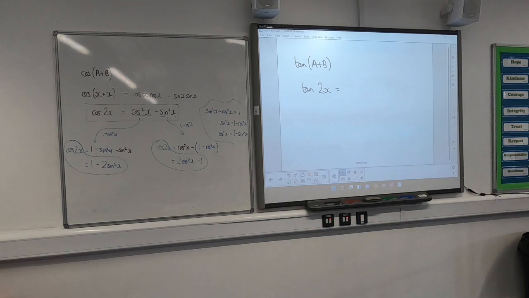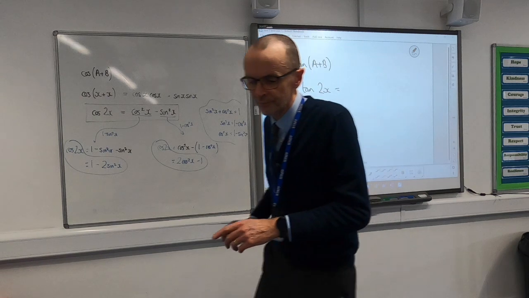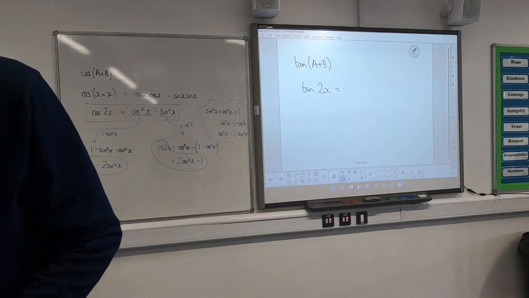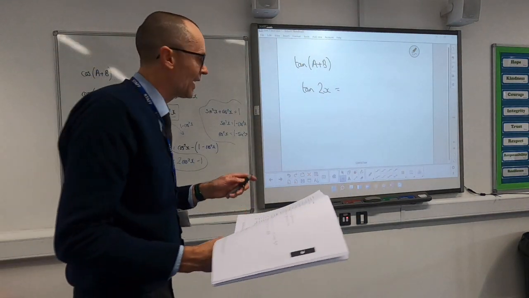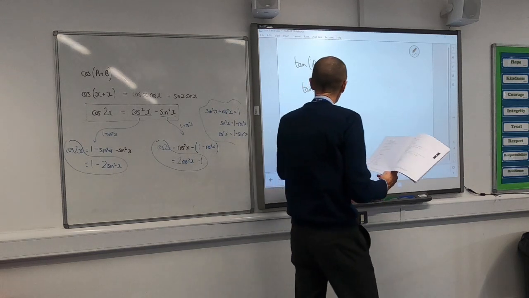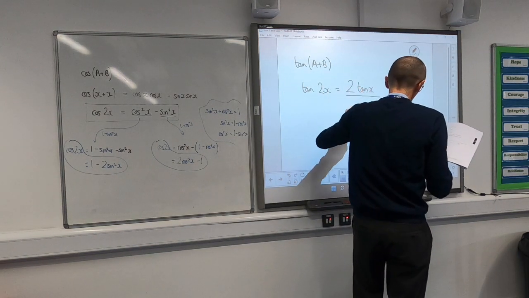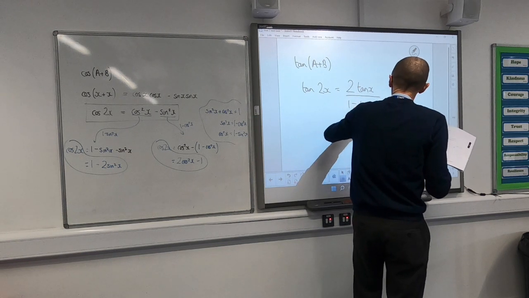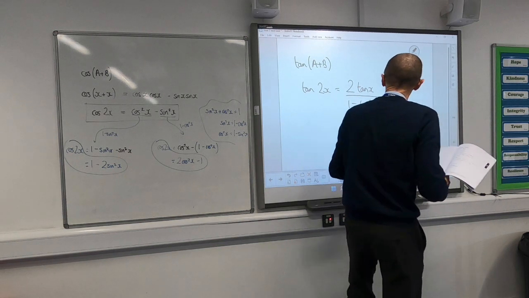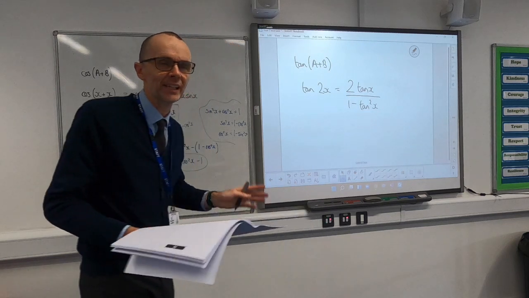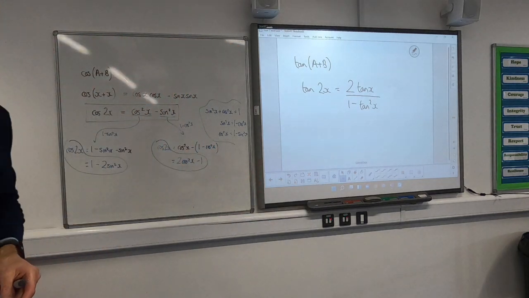Okay, so I get tan x plus tan x, so that's 2 tan x, over 1 minus tan x times tan x, which is tan squared x. So that is an identity. It rarely crops up.